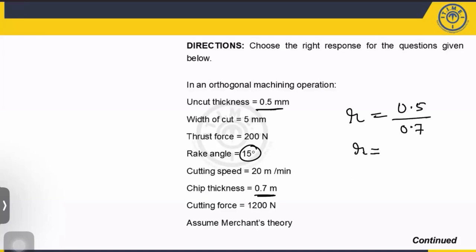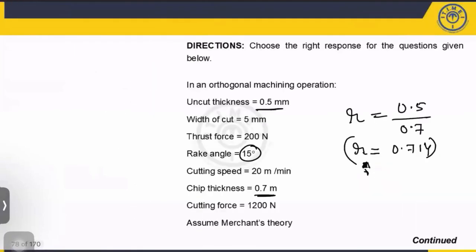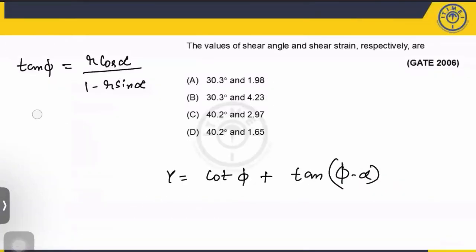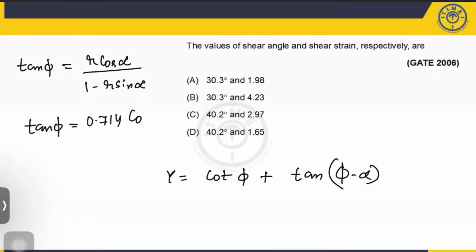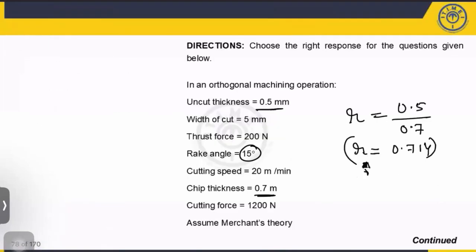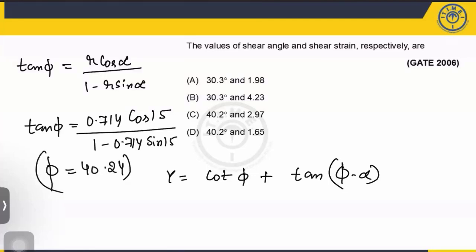What is this r value? r value is 0.714. Once you know the r value, you just put here, alpha is known to you. What is the alpha value? 15 degree. Okay. So tan of phi, what is this r? r is 0.714 cos of 15, 1 minus 0.714 sine of 15. So you will get the phi value as 40.24. That means you got the shear angle.